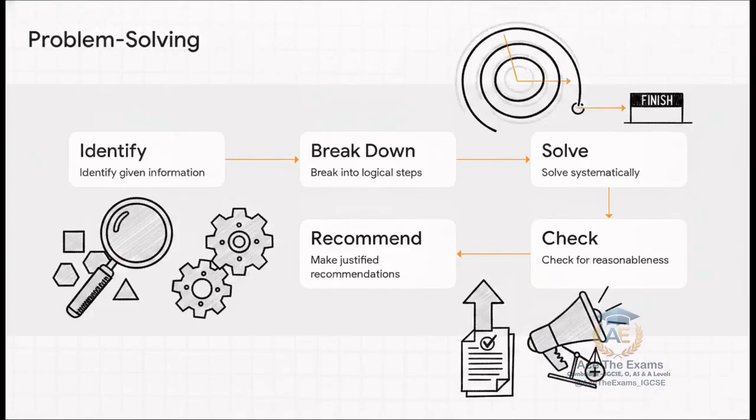For comprehensive problem solving, we use this clear deconstruct, solve, evaluate method. Identify the given info, break the problem into logical steps, and solve systematically. But pay special attention to step 4 here. Check for reasonableness. It's so critical. If your calculated domain for a real-world physical measurement turns out to be a negative number, your result is not reasonable. You literally cannot have a negative length. You must catch that contradiction yourself before you draw your final conclusions and make those justified recommendations.